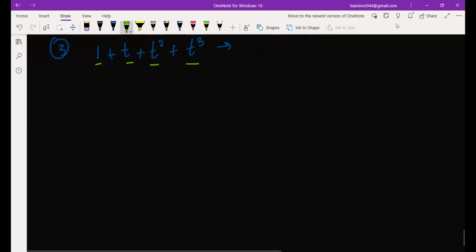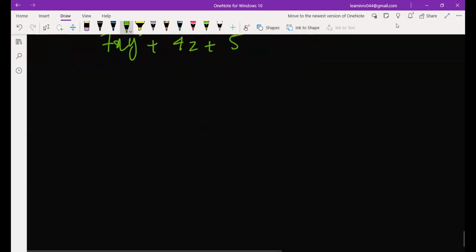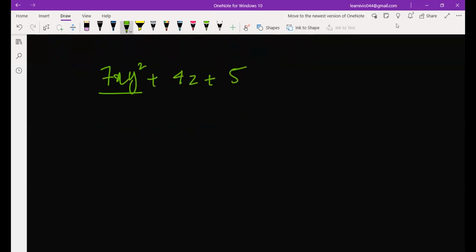See, Razan, you need to look very carefully. Let's suppose you have 7xy square plus 4z plus 5. How many terms are there in this question? You have three terms: 1, 2, and 3. Razan, don't write anything. Please look on the screen. Now tell me how many terms are there in this question? Three terms. Very good.